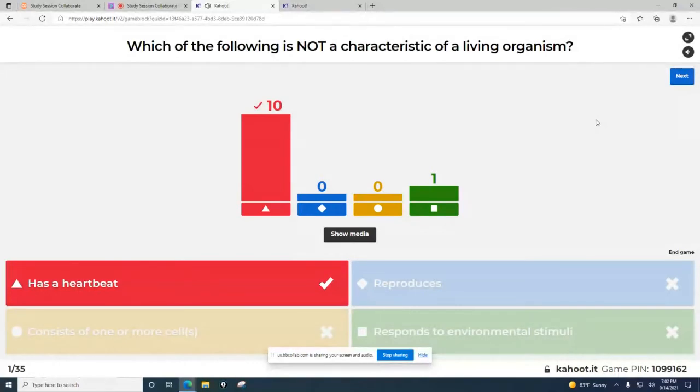Okay, yes, that is very good. So a characteristic of living organisms is that they reproduce, they respond to environmental stimuli, and they consist of one or more cells, right? That's cell theory. So why is has a heartbeat the correct answer in this case? Why is it not a characteristic of a living organism? The plant would be one. Right, a plant is a living organism, but does it have a heartbeat? Do bacteria have heartbeats? Yeah, so it's an exception to the rule.